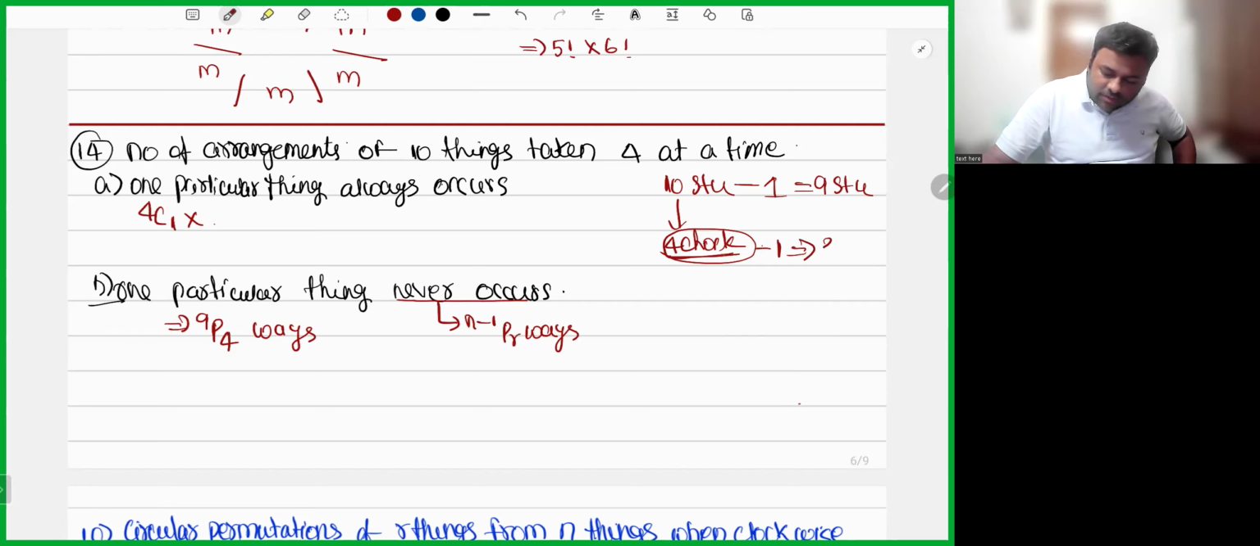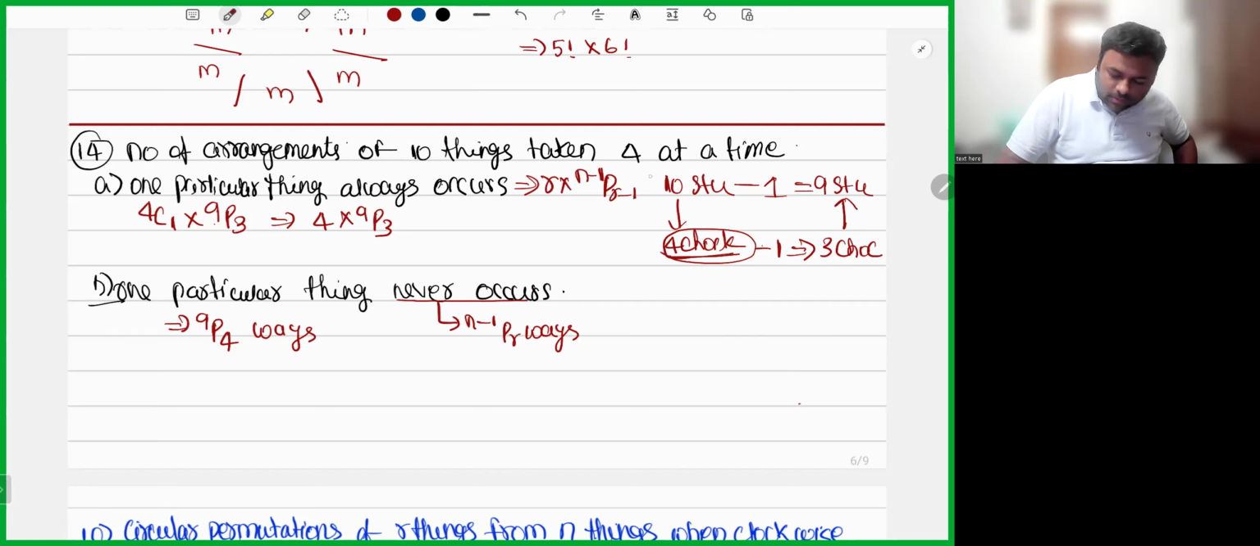Now, how many chocolates are left? 3 chocolates are left. 3 chocolates I need to give to 9 students, 9P3. So 4 into 9P3. If you want the formula, they'll write it as r into (n minus 1)P(r minus 1).